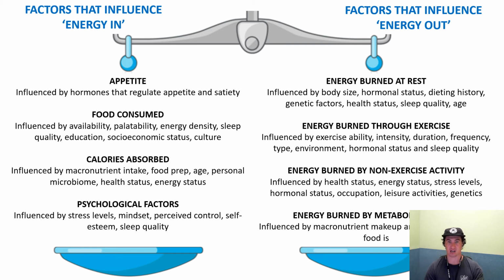And that's influenced by things like how big we are, what tissues we have, hormonal status, which can change daily, our dieting history. So if you have a history of fluctuating between losing weight and putting on weight, and how quickly that happens, that can impact your basal metabolic rate. Genetic factors, you can't choose your parents, so some of that is genetic. We all have those friends who it seems like they can just eat anything and never put on weight. They're not superhuman, they just may have a really high metabolic rate at rest. Health status can also affect energy out.